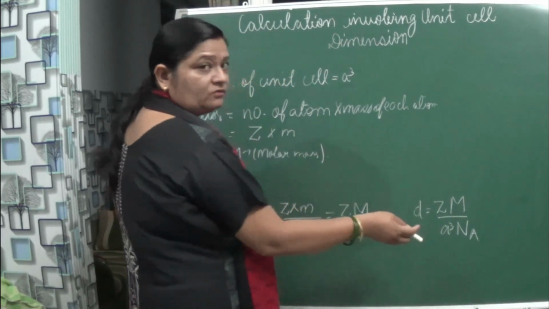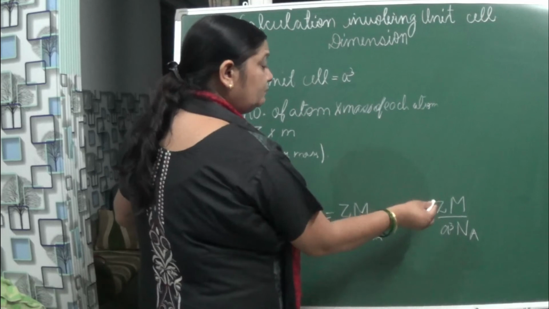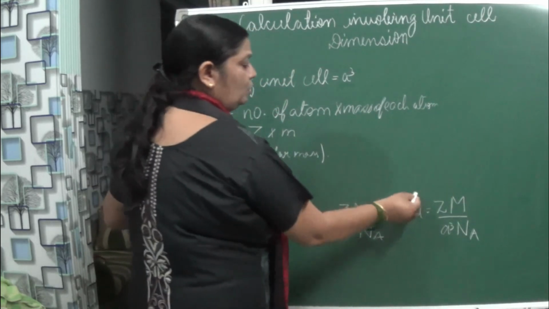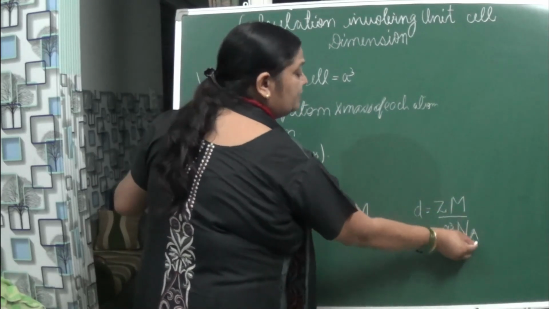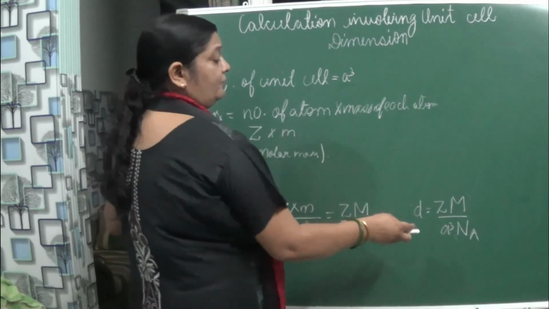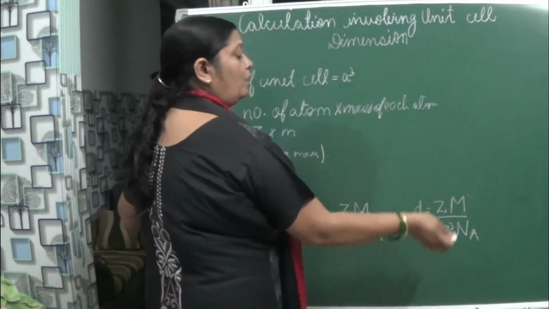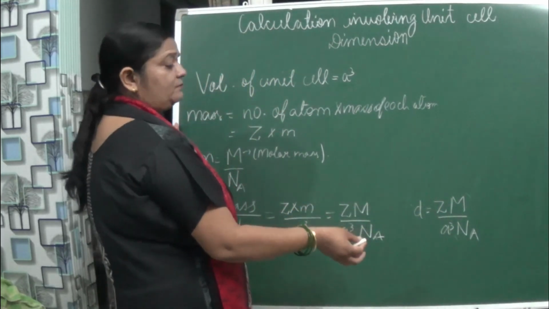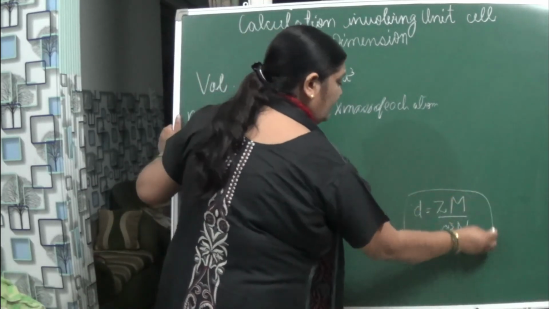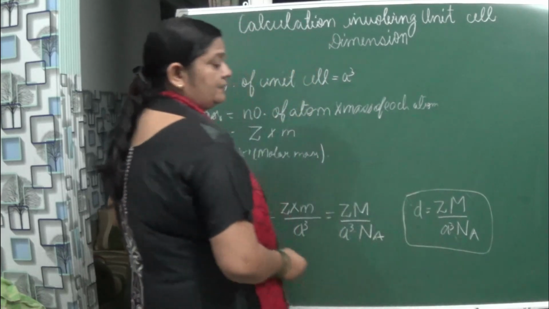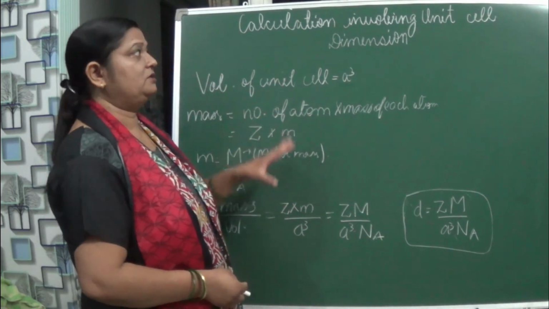Avogadro number is fixed only. You all know the value: 6.022 into 10 to the power 23. We can also calculate the molar mass if we know the other parameters, and we can also calculate the volume if we know these parameters. So whether it is the volume, the molar mass or the number of atoms, if we know the rest, we can calculate it using this formula. You can practice numericals using these formulas.